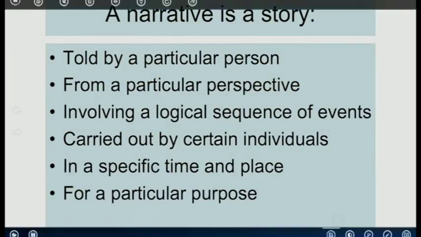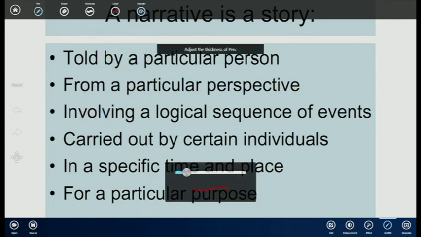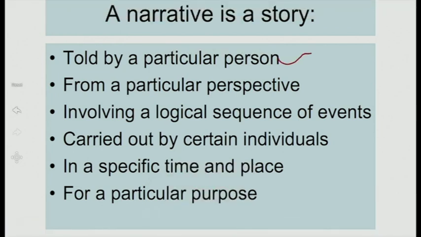So what we discussed of a narrative essay, remember, we said that a narrative is a story. Whenever you are supposed to write a narrative essay, we said that a narrative essay is a story that is told by a person. And then that person tells the story from a particular perspective. The person who tells the story, we call them the narrator. In this case, you are the narrator as the writer of that particular story, and you tell that story from a particular perspective.